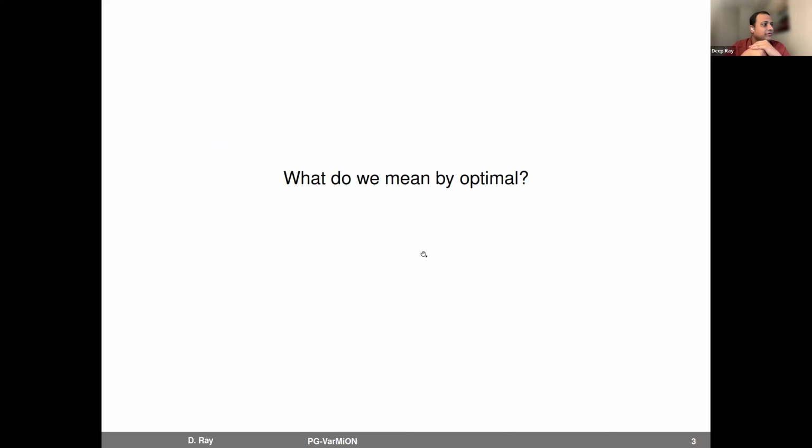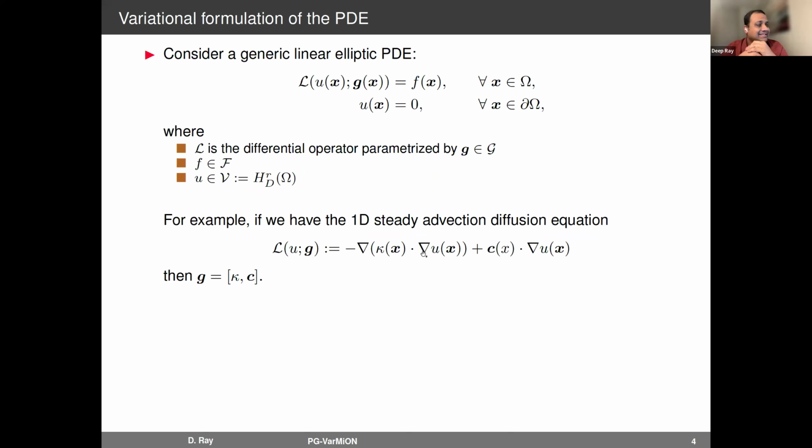Okay, so what do we mean by optimal? Okay, so for that, let's establish the kind of PDE we are solving. So let's consider a generic elliptic PDE operator, where L is our differential operator, and we assume that this differential operator is parameterized by some function G in some suitable function space. U is the solution that we're after.